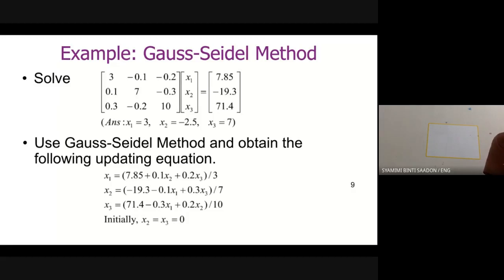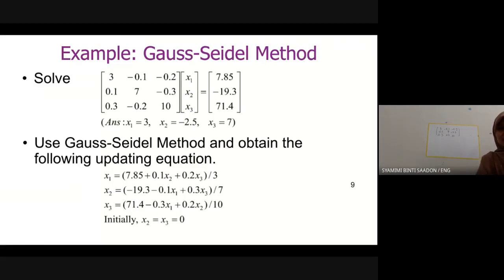Use the Gauss-Seidel method. So we have 3, minus 0.1, minus 0.2; 0.1, 7, minus 0.3; minus 0.2... wait, 0.3, 10, and then the matrix x1, x2, x3. Okay, so first one.